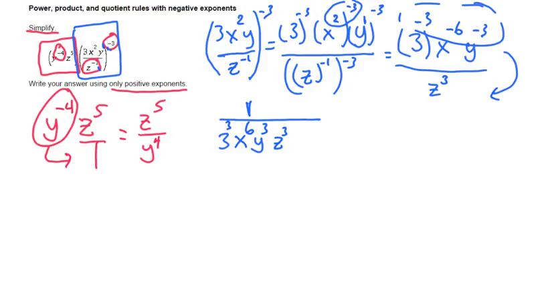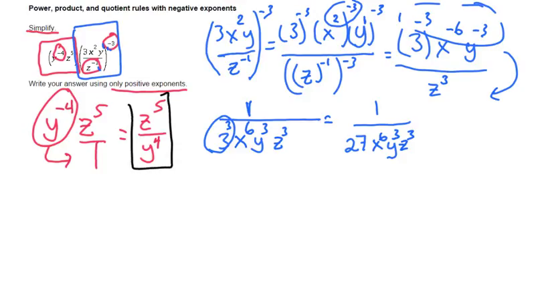The last thing to do is evaluate what is 3 to the third power. That is 1 over 27 x to the sixth power, y to the third power, z to the third power. So now what I have to do is find the product of these two. So I'm going to take the product of this and this.